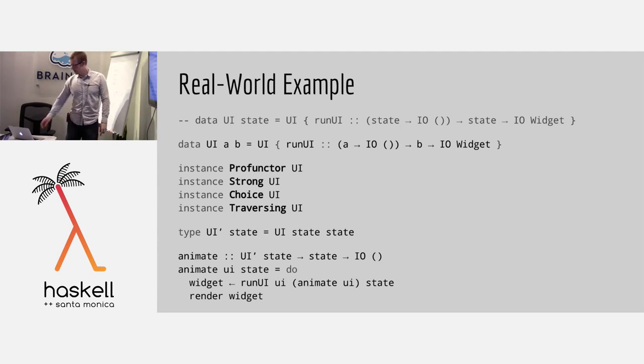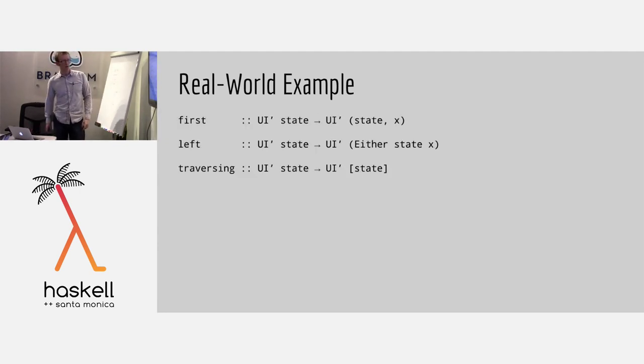So what does that give us? We hope that's going to give us a lot of lifting operations, right? But here's a couple. So first is a lens. That means that we can take a UI for some state and give me back a UI for some bigger state that works on tuples, okay?